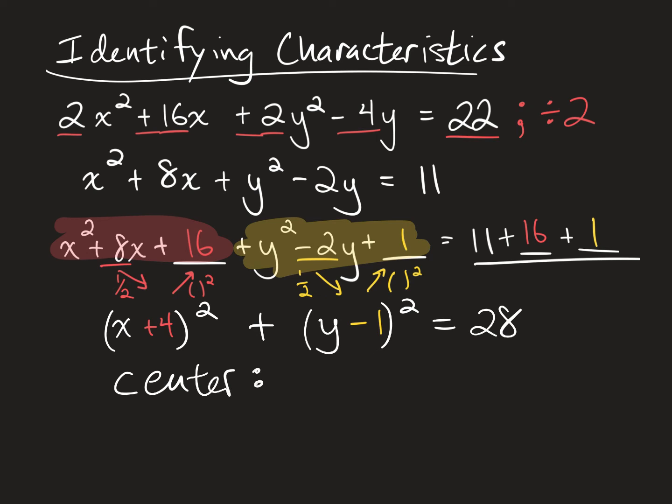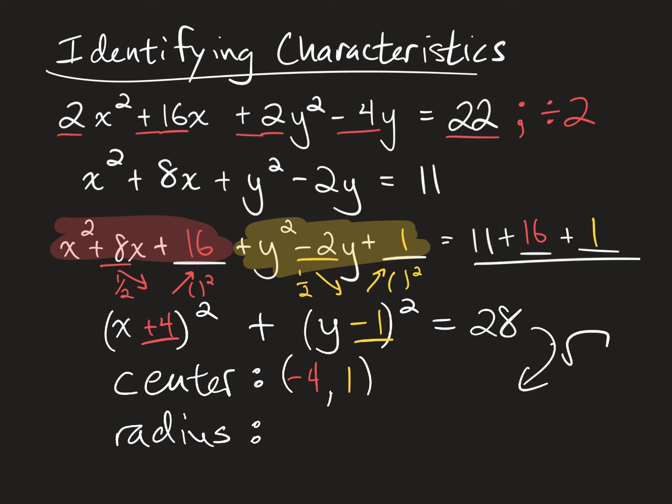So the center here, we just have to take the opposite of that number in with x. That'll be a -4. The opposite of this number is +1, and boom, you've got a center. The radius, on the other hand, we're going to have to do a little bit of work, because if you take the positive square root of 28, you're going to get the square root of 28. But that can simplify down to 2 square root of 7. So make sure you make the simplifications when necessary.